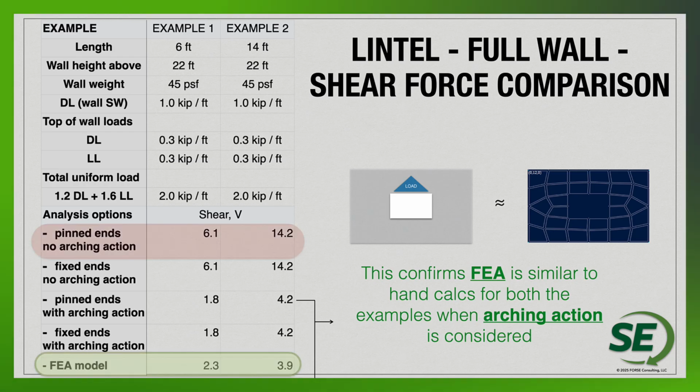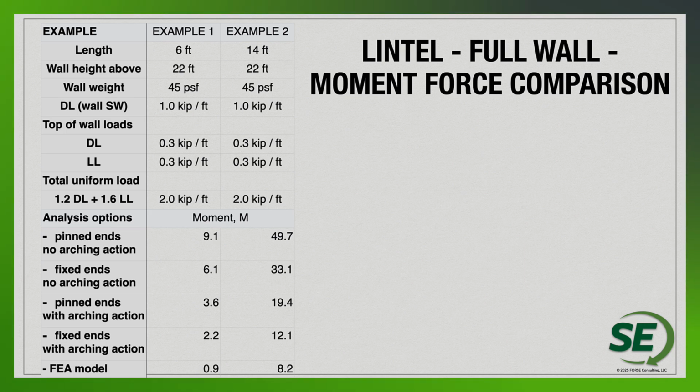The other thing that we could look at, not just shear, is moment. Again, looking at the 2 examples, 1 and 2, 6-foot to 14-foot, you can see the different implications of the moment force in these designs. So with the different analysis options, you can see that pinned end and no arching action have relatively high moments, 9.1 to 50 for example number 2, 49.7. But then when I look at fixed ends and no arching action, of course, my maximum moment drops down a little bit because I have negative moment and positive moment in that span.